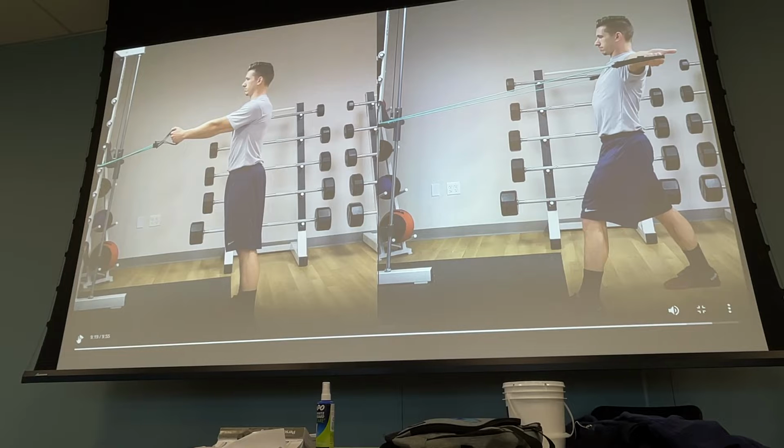Okay, what do you think would be dysfunctions here? What are we trying to correct? Okay, we're looking at areas in the shoulder. Anything else?